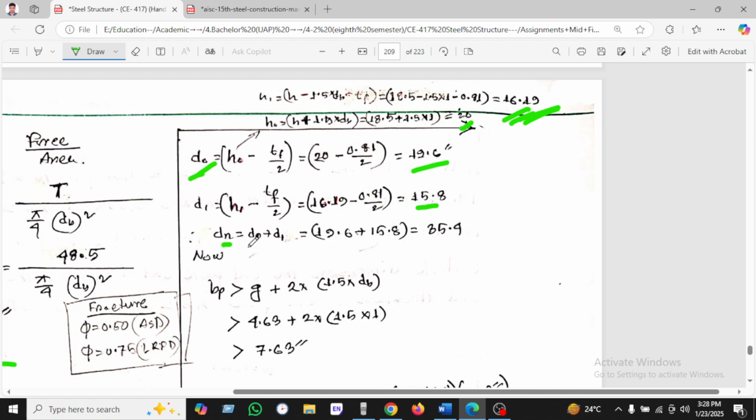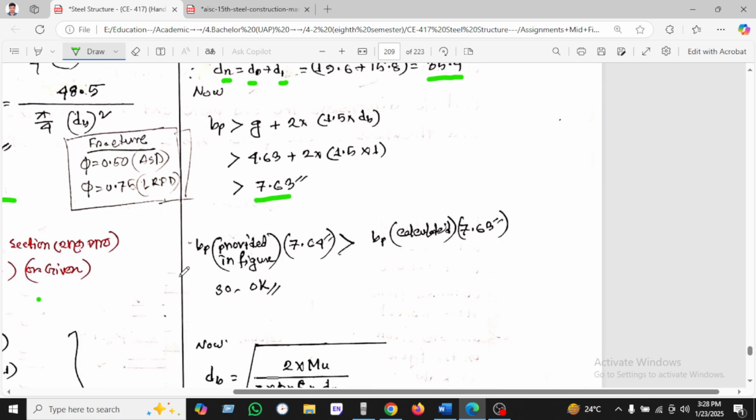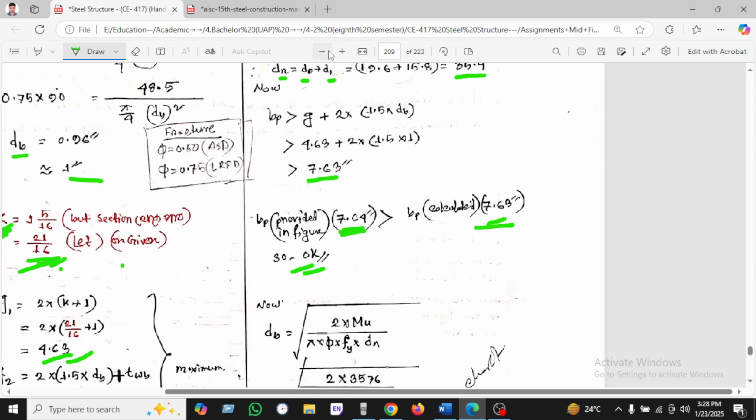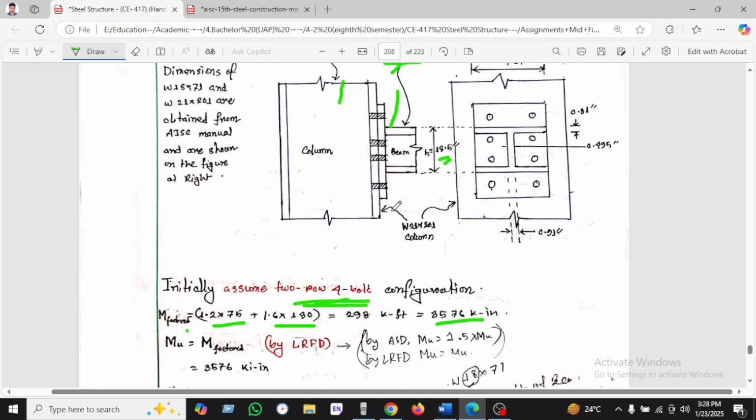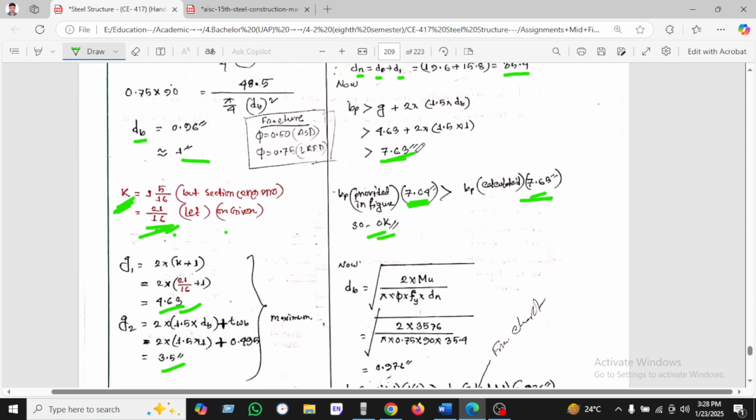And dn equals root of d0 into d1. So we are multiplying the two values and found 15.4. So bf equals g plus 2 into 1.5 into db, which is 7.63. So bf we have provided in the flange as 7.63, but we have calculated 7.64, and we have found 7.63, so it is okay. In the question we have used 7.64, but we have calculated 7.63, so this is okay.